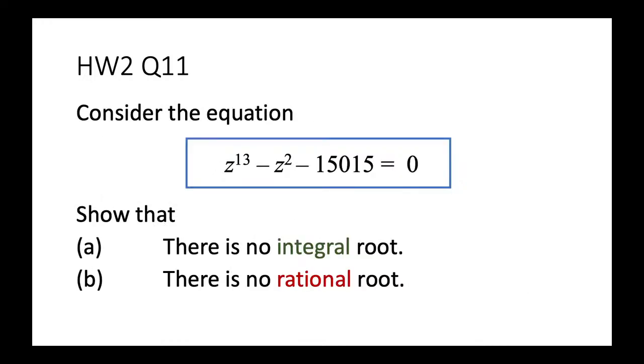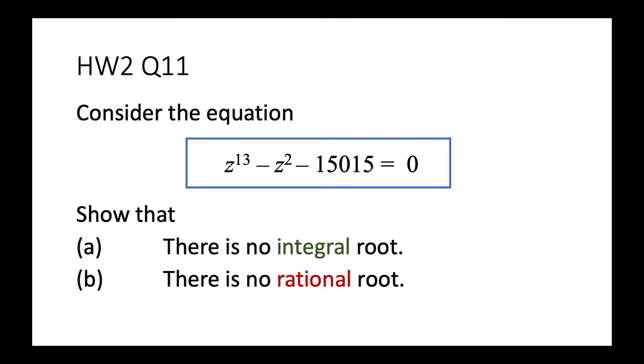Now for question 11, we want to consider the equation z to the power 13 minus z squared minus this number is equal to 0. And we want to show that there is no integral root, and moreover, there is no rational root. Now, an integer must be a rational number. So in that case, if we can show part B, then we don't need to show part A.